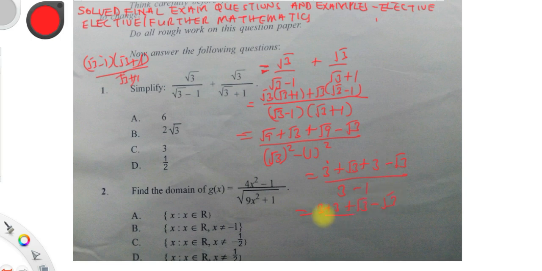Square root of 3, all over 2. 3 minus 1 is 2. So what is this? This and this will go to 0. Have you seen? So we have 3 plus 3, which is 6, plus 0, all over 2, which is equal to 6 over 2, which is equal to 3 as your answer, guys.